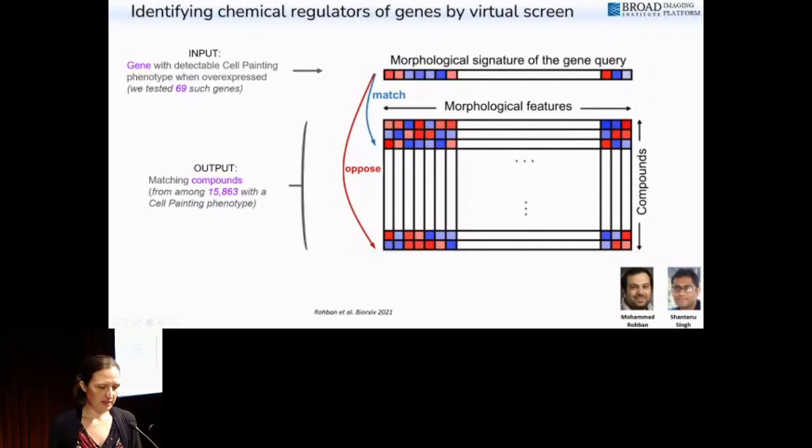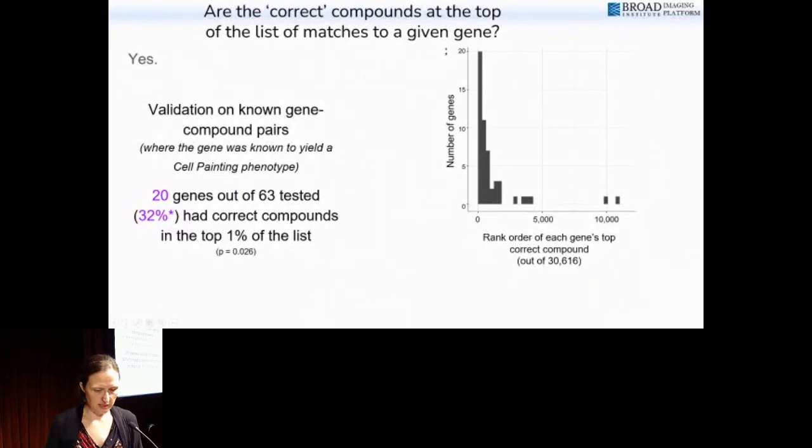And in this case, we have 30,000 compounds. Roughly half of them do something to cells. So that's the pool that we're searching against. And first we validated it against known gene compound pairs, and that's shown here. If we rank order the list of 30,000 compounds, half of them are out of the running right off the bat, but then for the rest, we rank order each gene's top matching compounds, and ask: is a correct compound in that list? And so the analysis is shown here, where 32% of the genes that we tested had good compound hits at the top of the list.